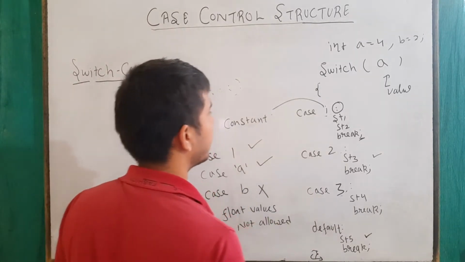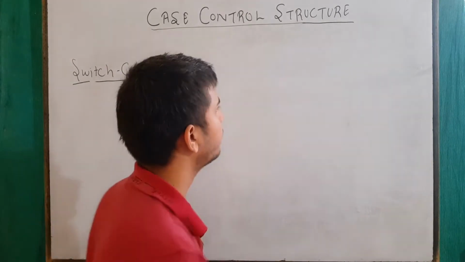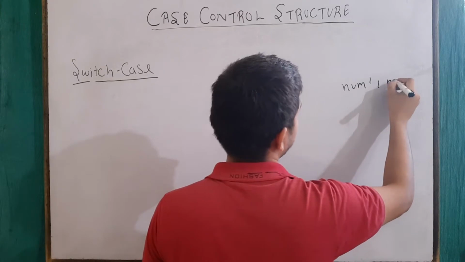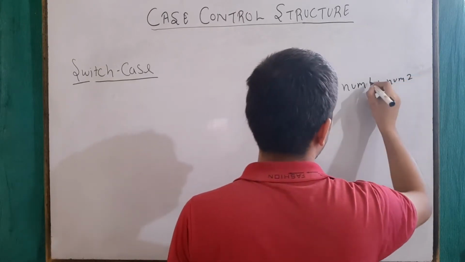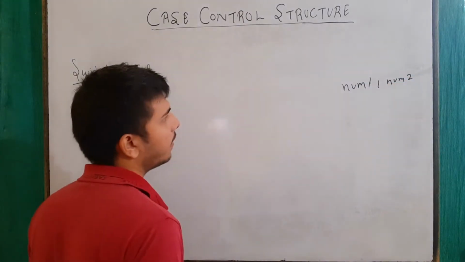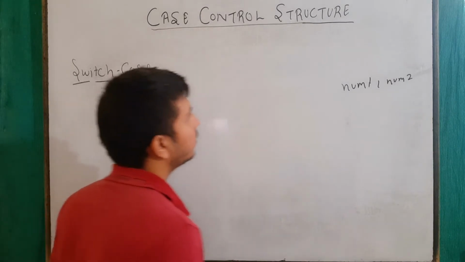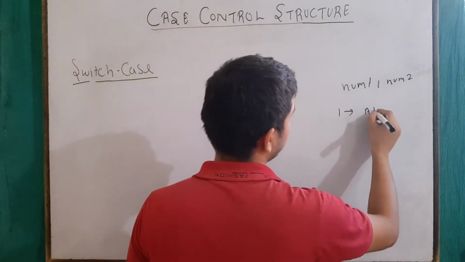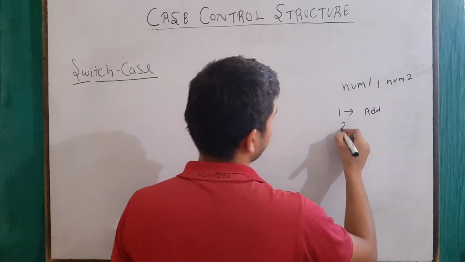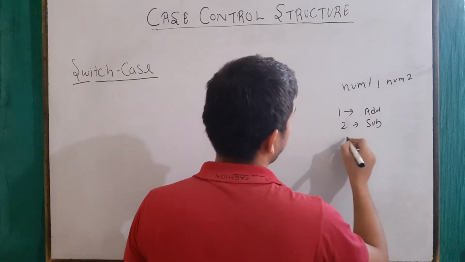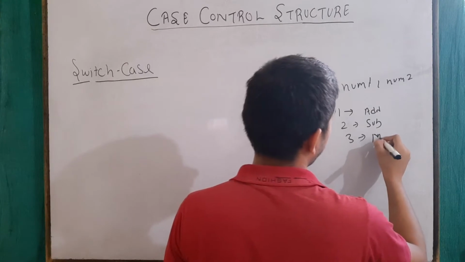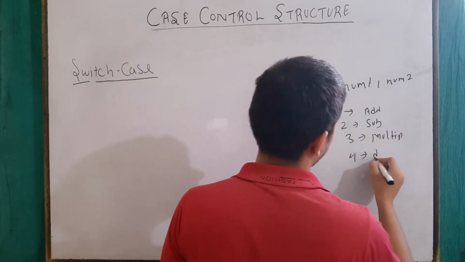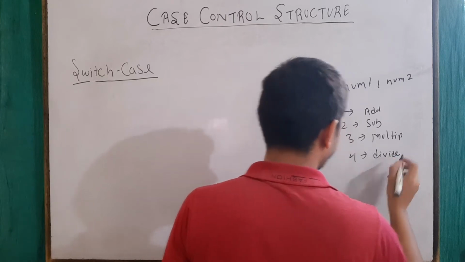Now let's see an example. Let's say there is a program in which the user enters two numbers, num1 and num2. Then we will tell the user: press 1 to add both of these numbers, press 2 to subtract, press 3 to multiply, and press 4 to divide.